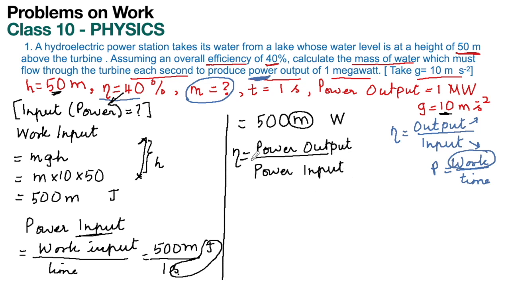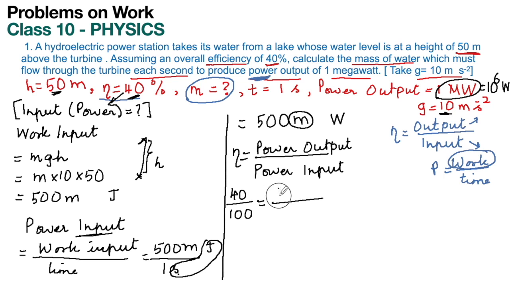Now remember, this is how efficiency is defined. Can you see it's a fraction? So this efficiency, which is 40%, I'm going to write as 40 upon 100 as a fraction. How much is power output? The power output is 1 megawatt. Is it an SI unit? No. So we have to make it 10 to the power 6 watt. Then it becomes an SI unit.